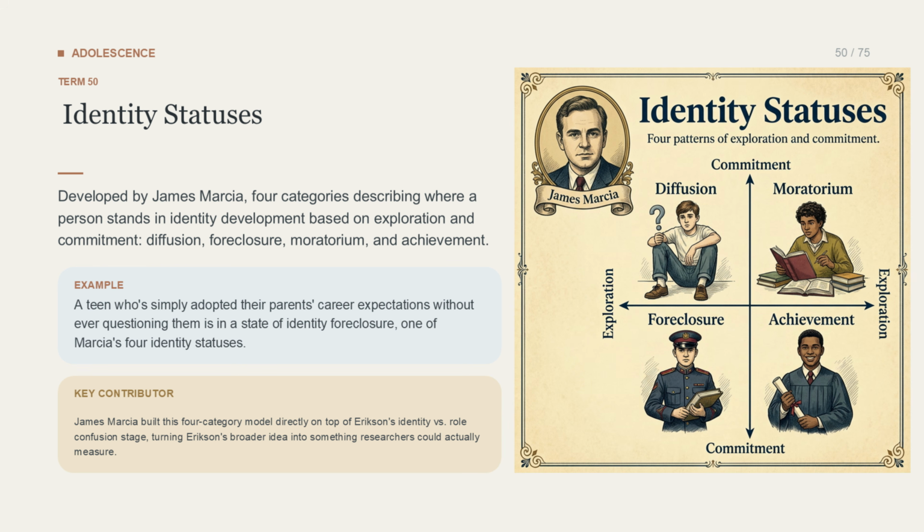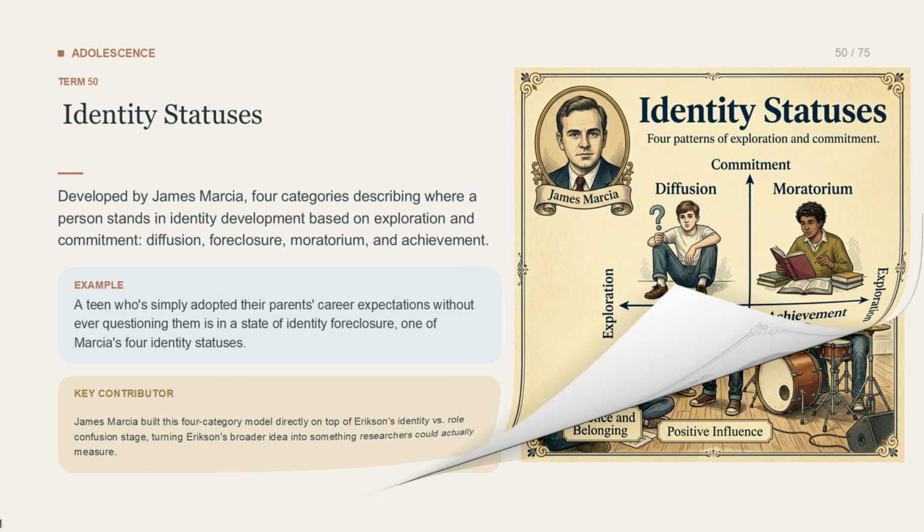50. Identity statuses. Identity statuses, developed by James Marcia, are 4 categories describing where a person stands in identity development based on exploration and commitment. They are diffusion, foreclosure, moratorium, and achievement. In real life, a teen who simply adopted their parents' career expectations without ever questioning them is in a state of identity foreclosure, one of Marcia's 4 identity statuses.